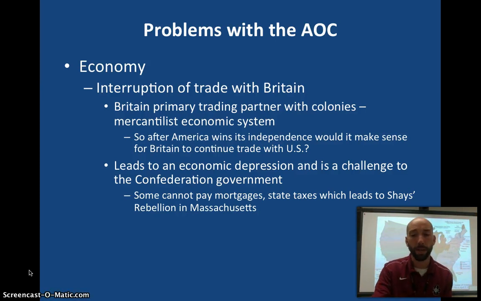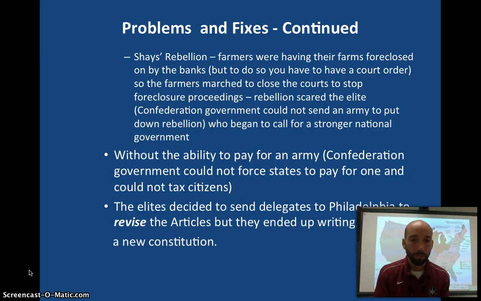This leads to an economic depression, and it challenges the Confederate government. Some people can't pay their mortgages or state taxes, and this is going to lead to Shays' Rebellion in Massachusetts, which is going to scare the government officials because they're going to realize that the government's too weak to put down rebellions, and so they're going to get worried that there could be a major rebellion. Without the ability to pay for an army, we really couldn't have an army to put down rebellions. The Confederation government could not force states to pay for one, and they could not tax the citizens. It's essential for the government to be able to tax so that they can pay, say, an army. They can't tax, they can't pay an army.